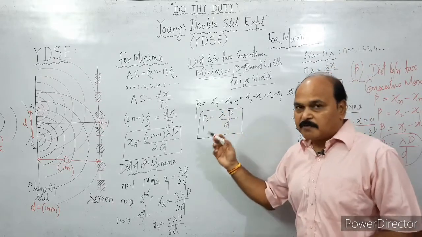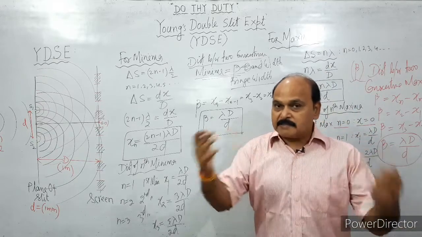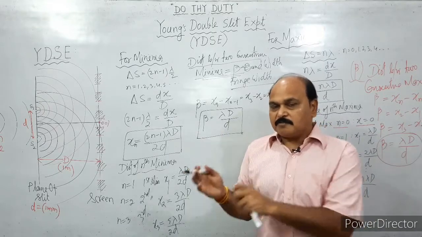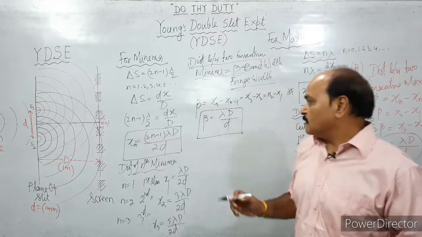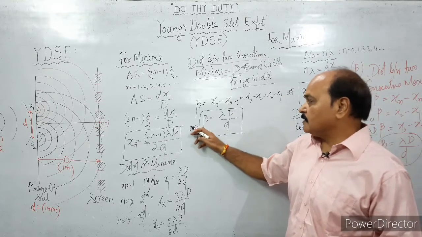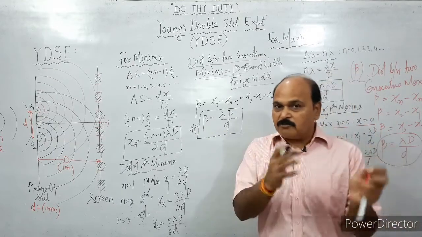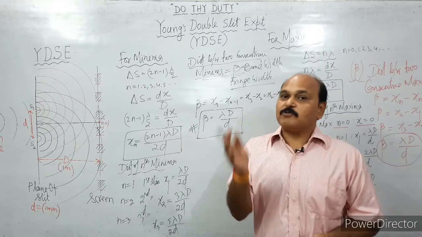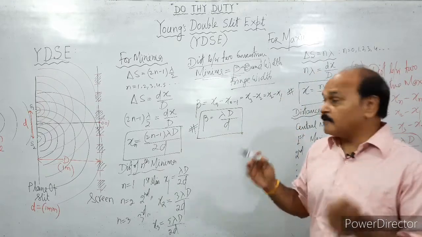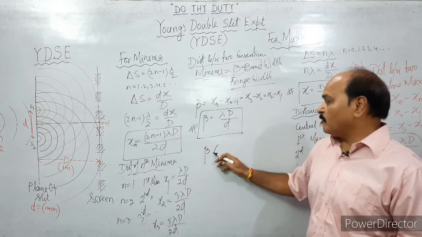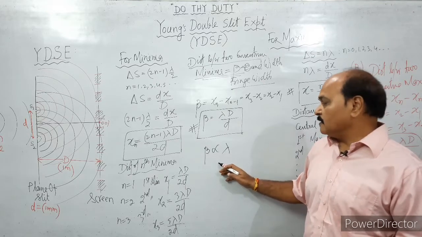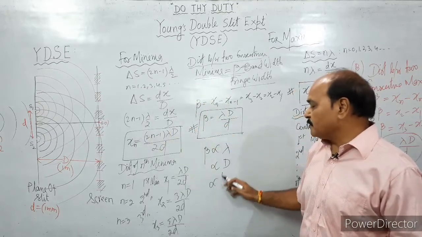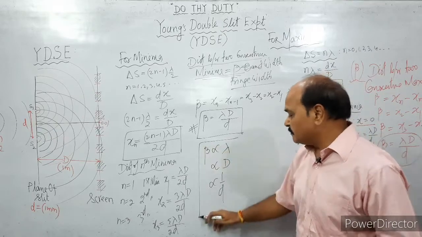We have already found this formula from the distance of the nth maxima. So whether it is the distance between two consecutive maxima or two consecutive minima, it is lambda D by d, which is fringe width. All maximas and minimas are equispaced, and the distance between two consecutive maximas or two consecutive minimas is called fringe width, bandwidth. You can see here, bandwidth depends on the wavelength of the light directly. It is directly proportional to capital D, the distance between slit and screen, and inversely proportional to small d, the distance between the two slits.